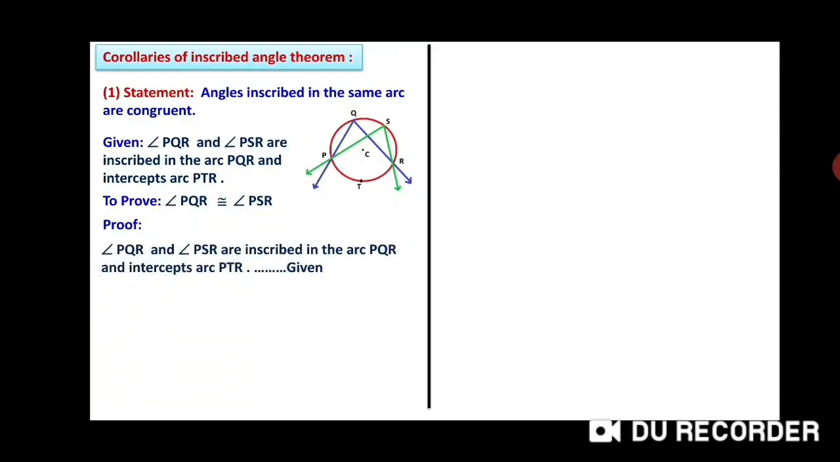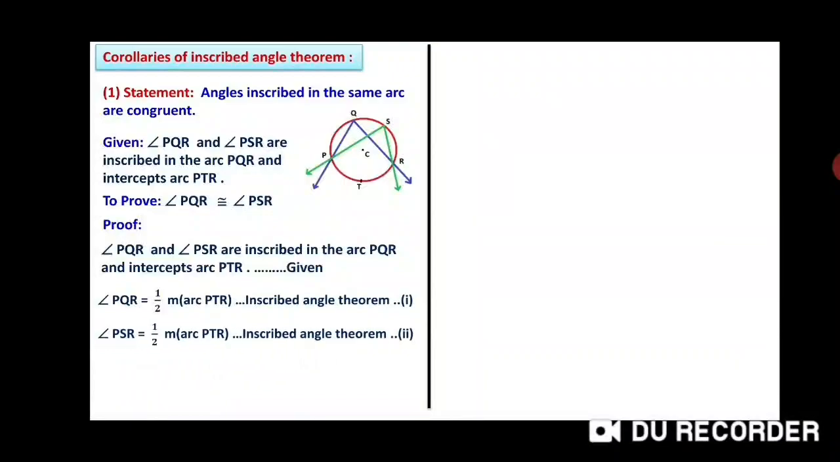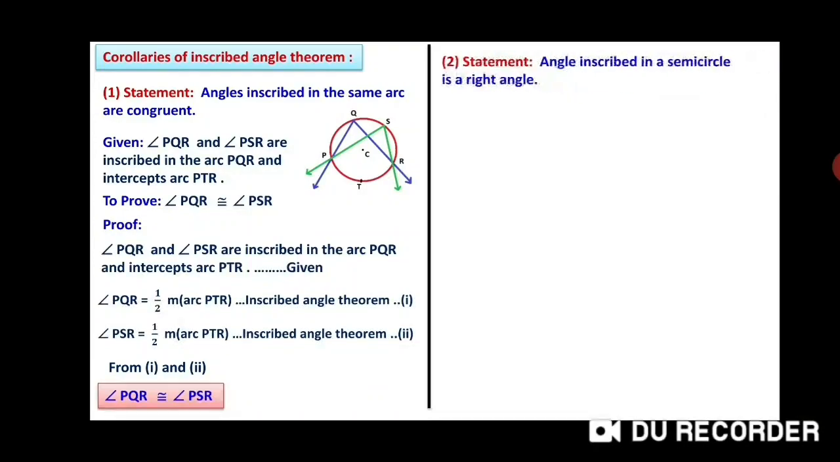Angle PQR and angle PSR are inscribed in the arc PQR and intercept arc PTR. It is given. Therefore, angle PQR is equal to half the measurement of arc PTR by the inscribed angle theorem, statement number 1. Angle PSR is equal to half the measurement of arc PTR, inscribed angle theorem, second statement. Here, from 1 and 2, the right hand side is the same. Therefore, angle PQR is congruent with angle PSR.